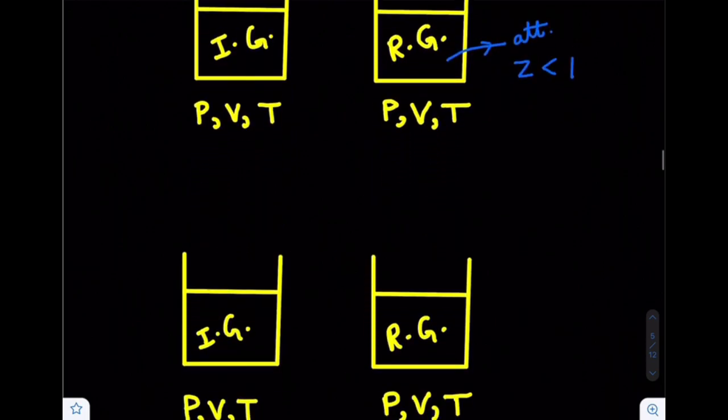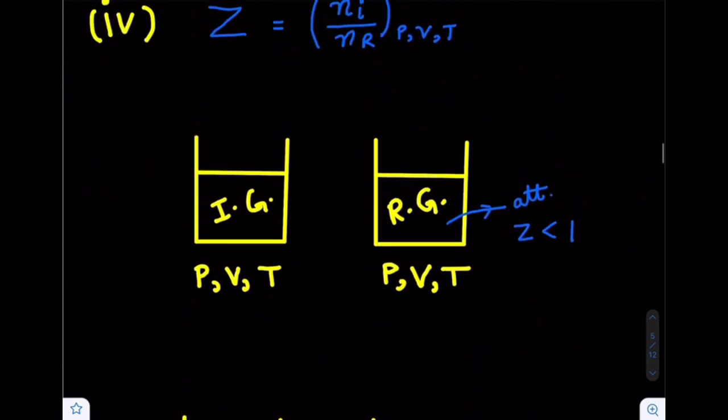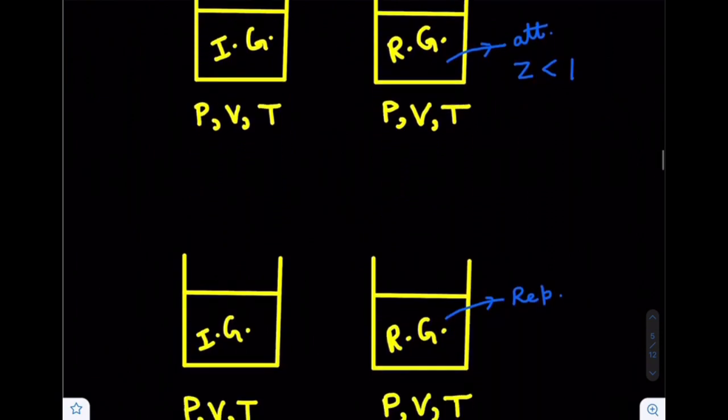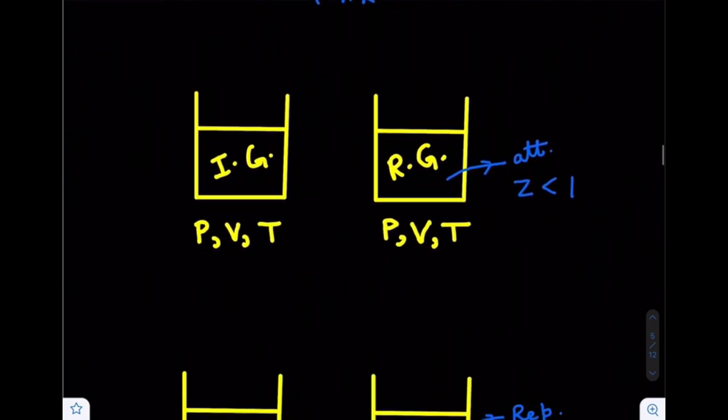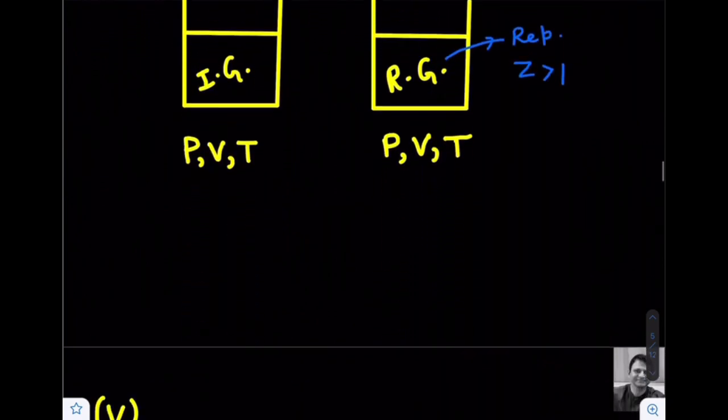Same way we can say that if there are repulsive forces between real gas molecules, so if repulsion is there, in order to develop the same pressure, we have to decrease the number of moles of real gas. If we keep the same number of moles of real gas, due to repulsion, its pressure will be more. In order to develop the same pressure, we have to decrease the number of moles of real gas, and number of moles of real gas is in denominator. So from there we can say that the value of Z is greater than 1. So here also we are writing the number of moles, and by comparing the number of moles we can say under what condition attractive forces are dominating and repulsive forces are dominating.